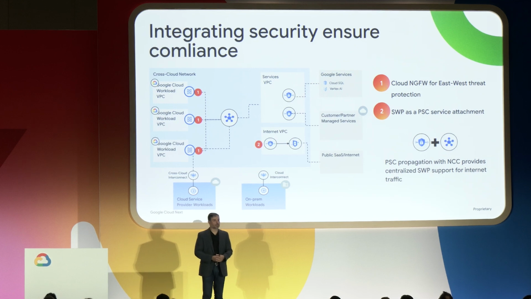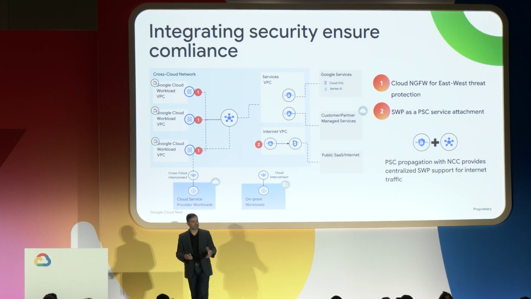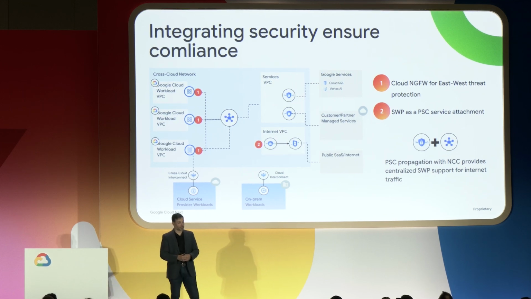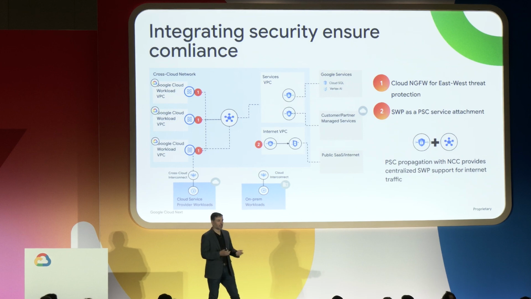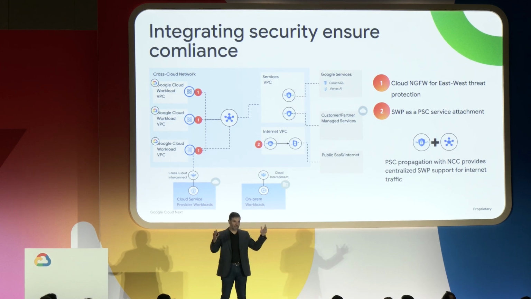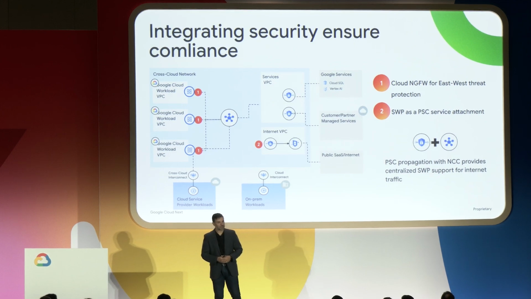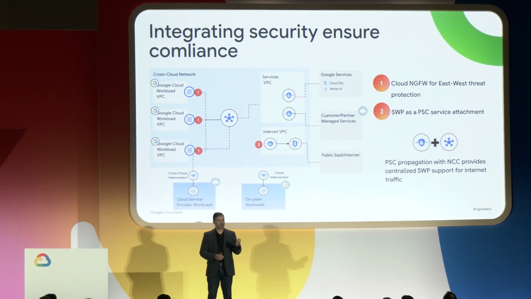Integrating these two things in the deployment architecture that we've been showing is super simple. Cloud NGFW is enabled as a policy on the host VM level. At the host VM level, it protects against any sort of east-west traffic. You can build granular rules at the org level, hierarchical rules at the org level, and granularly enforce them at the VM level. The web proxy shows up as a PSC service attachment.